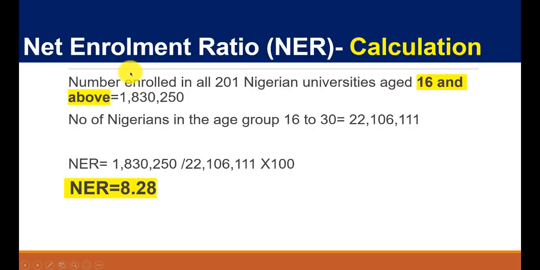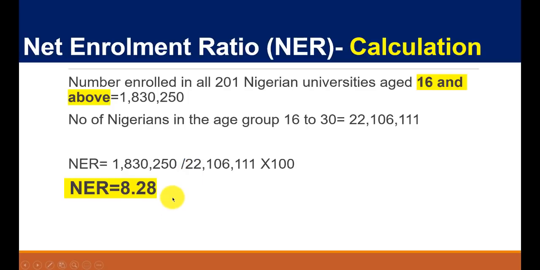So that's the difference between NER and GER. GER does not care. It takes on everybody who's enrolled. So the number of Nigerians in the age group 16 to 30 is this. So this one is constant. So the NER is this divided by this to give 8.28.